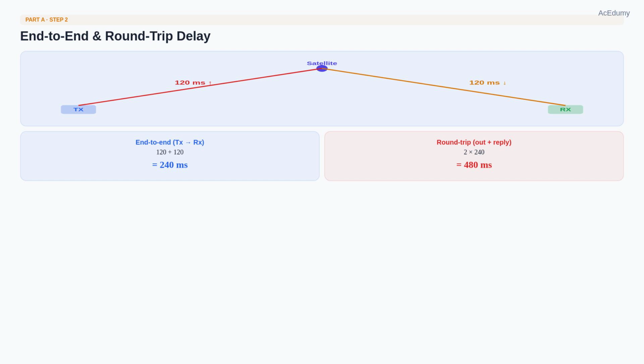This is the transmitter to receiver delay. But for a two-way conversation, we also need the reply. The round trip out and back to the originating station is 2 times 240, which is 480 milliseconds. Almost half a second just for a signal to go up, come down, and return.